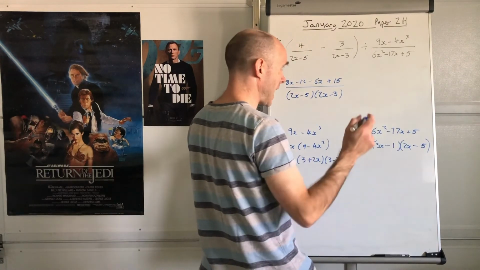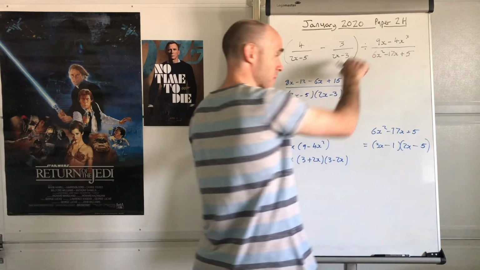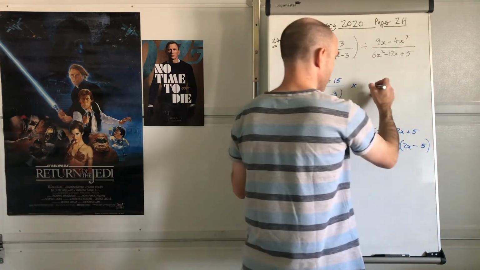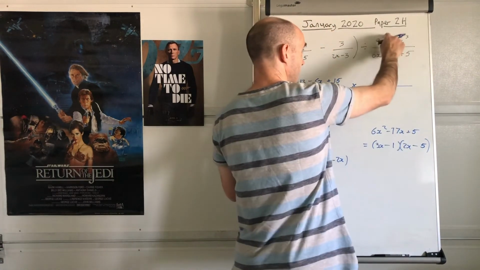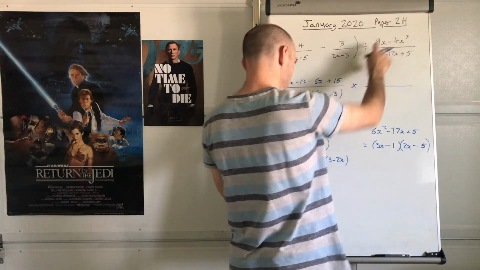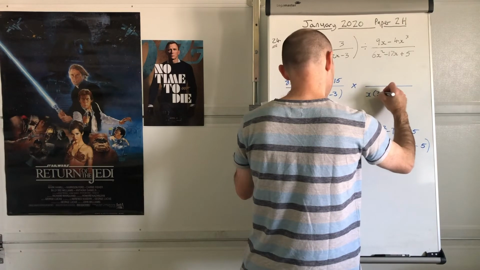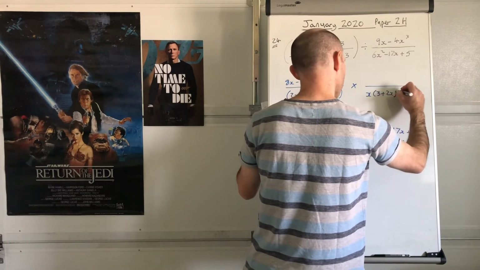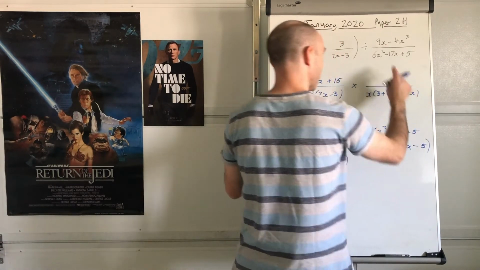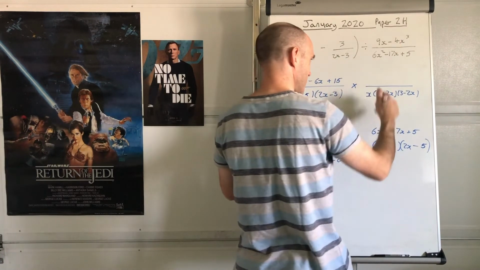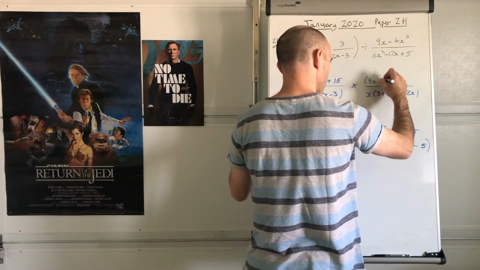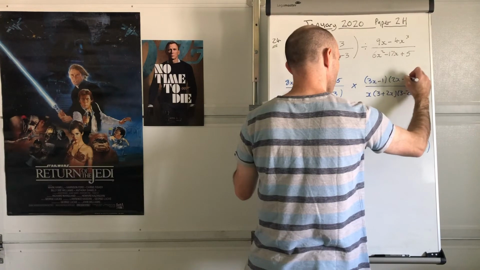Okay. And you've got to turn that into multiplication and take the reciprocal. All right. So what that means is that has got to go in the denominator. So that I had was this. So that's the denominator bit. So x, 3 plus 2x, 3 minus 2x. And then that goes in the numerator, which was this. So 3x minus 1, 2x minus 5.